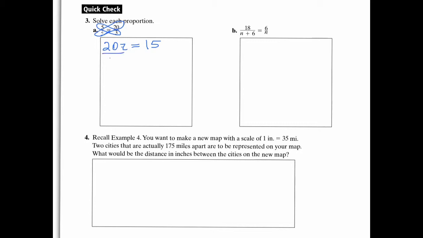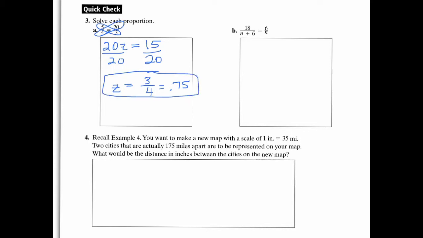Then I divide both sides by 20. So I know z equals 15 over 20, but doesn't that reduce by 5? Very good. So it'd be 3 over 4, because 5 goes into 15 three times and 5 goes into 20 four times. Now, I would also accept 0.75 in case you had put it in your calculator.